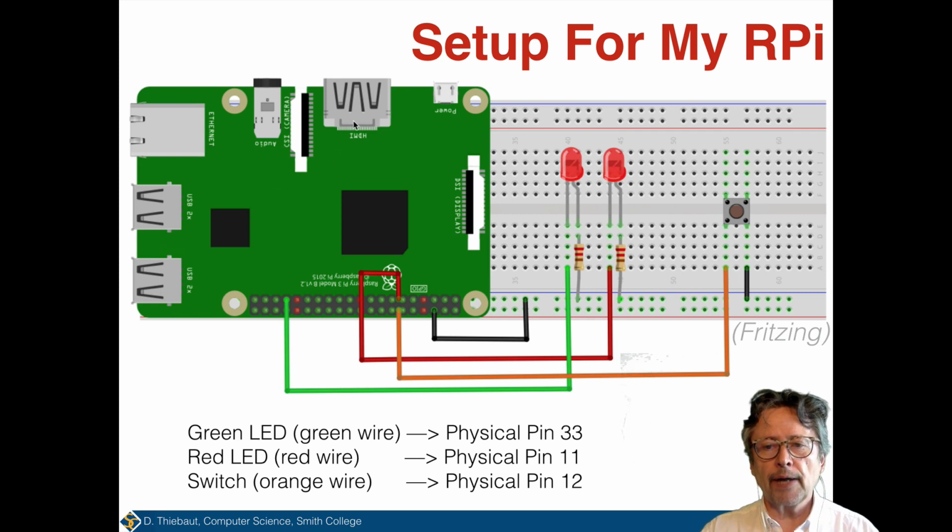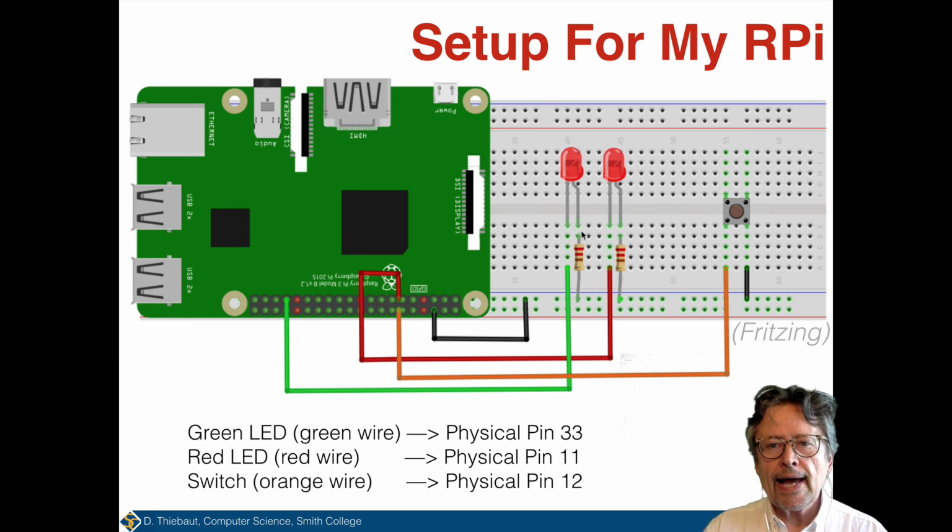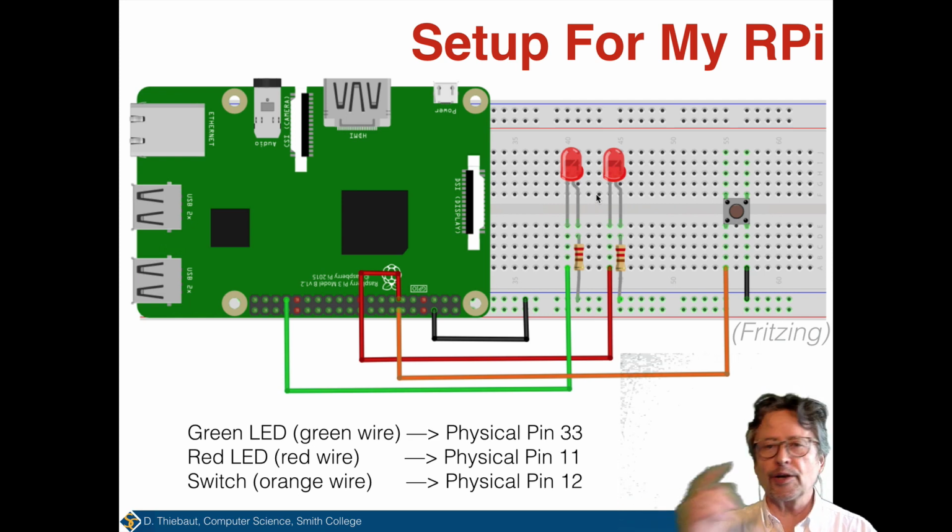So I have my Raspberry Pi. I've used Fritzing, by the way, to generate this. I have two LEDs, and that's because that was left over from the Arduino. My Arduino setup, I just switched the Arduino for the Raspberry Pi. I have a switch here, and that allows me to do a very simple finite state machine.